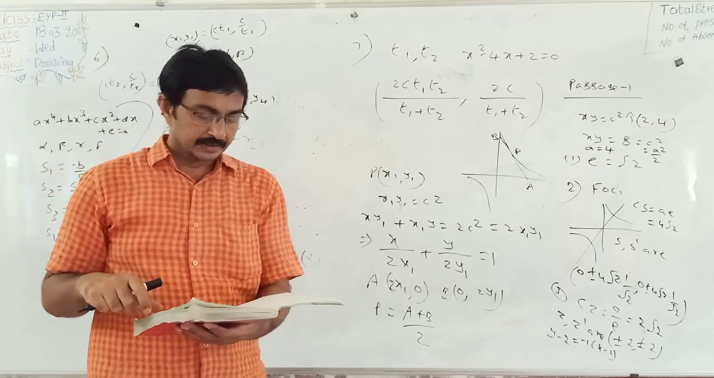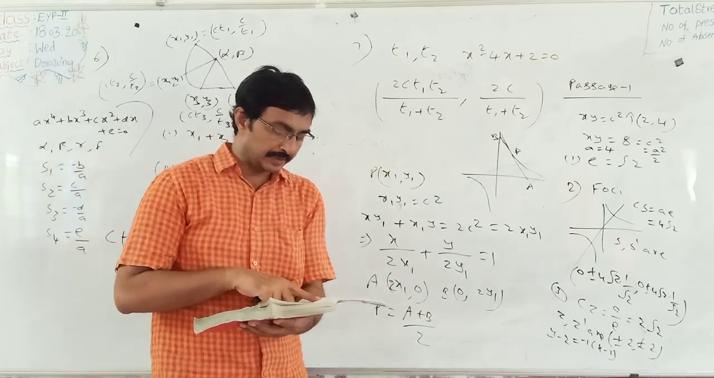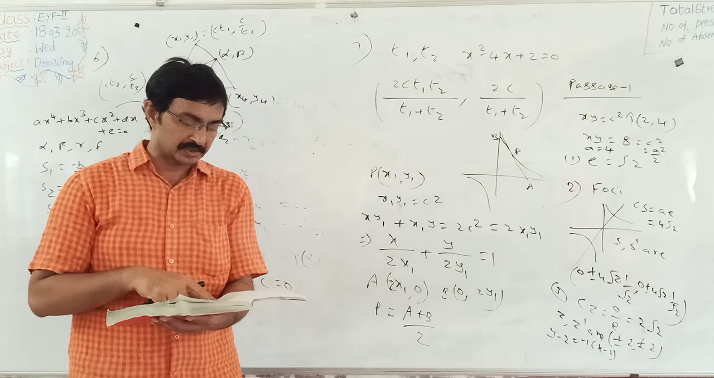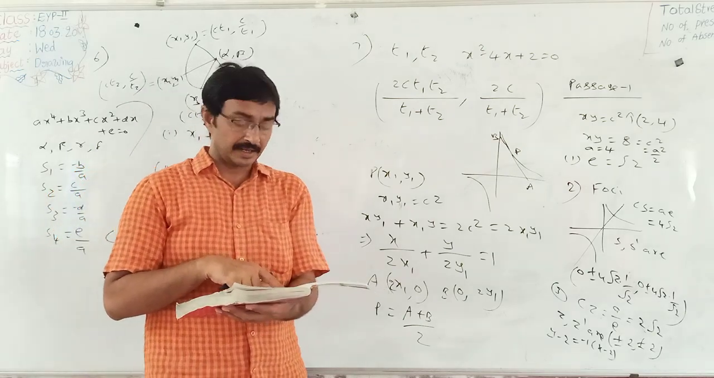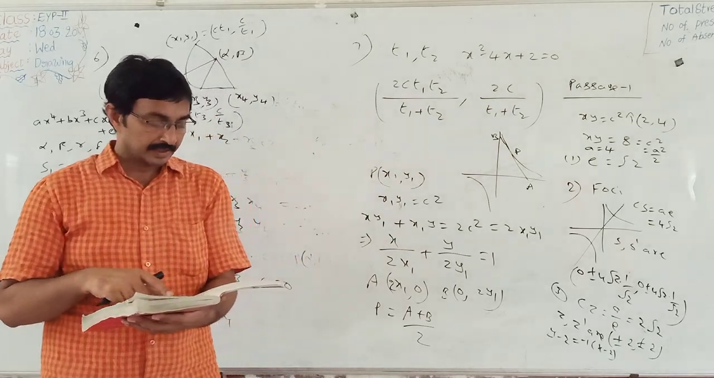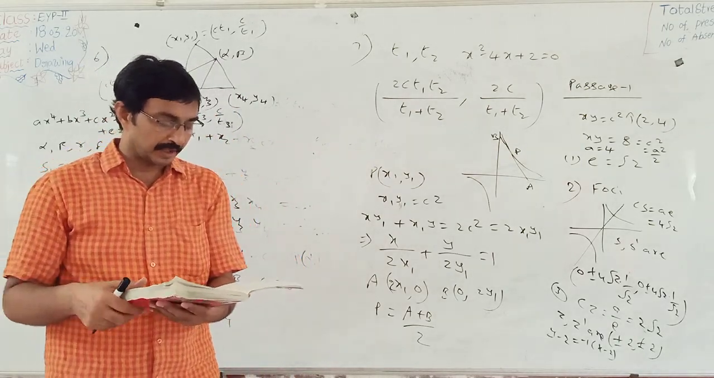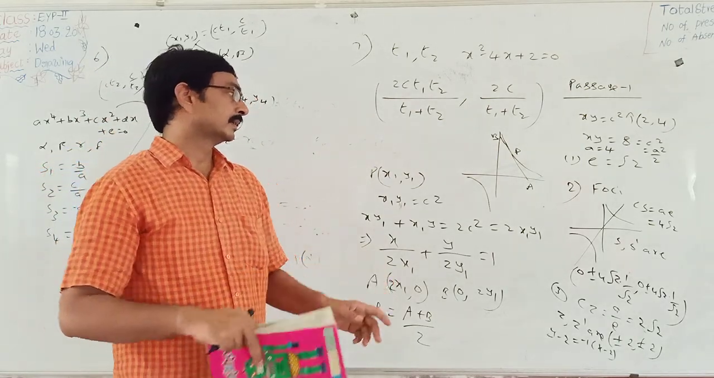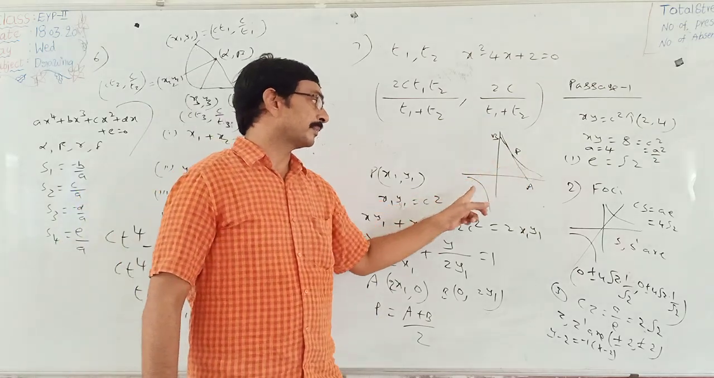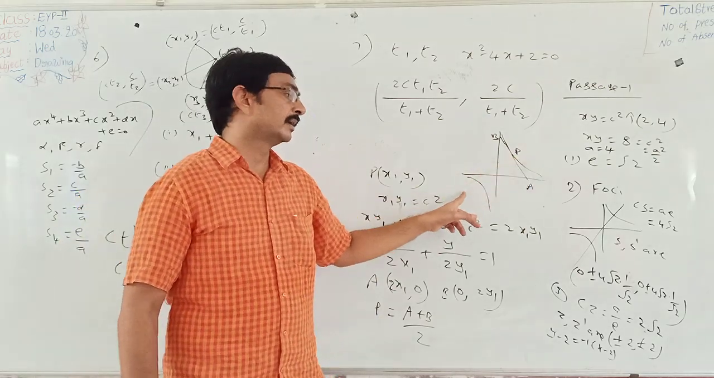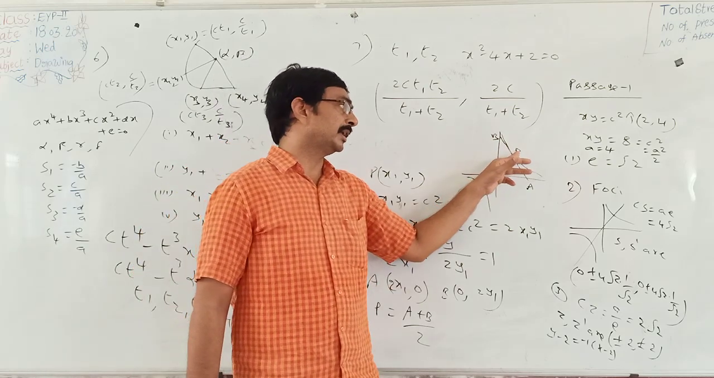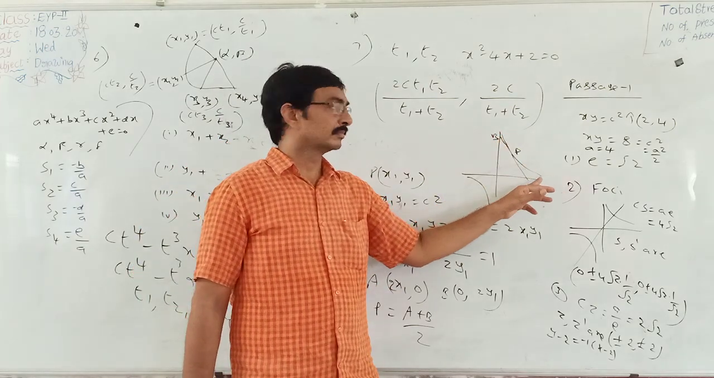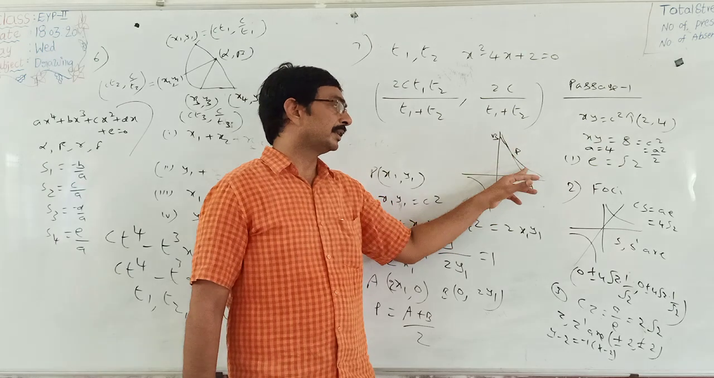If the tangent at any point P on the curve xy equals c square cuts the coordinate axes at A and B, then P is the midpoint of AB. See, this is the rectangular hyperbola xy equals c square. The meaning of the statement is: take any point P on the curve, any point on the curve.